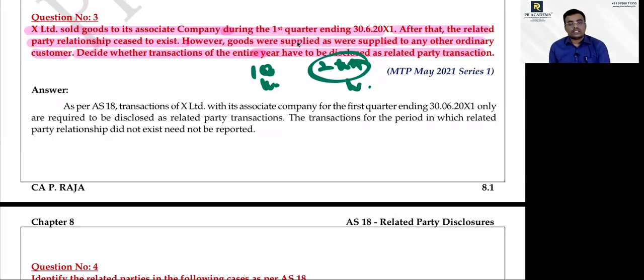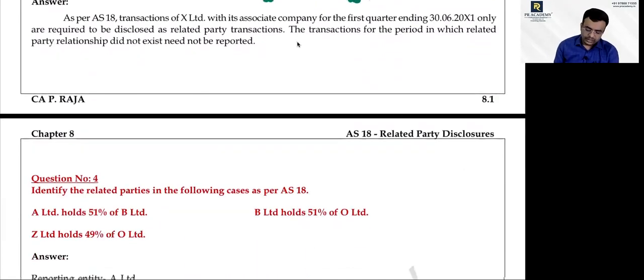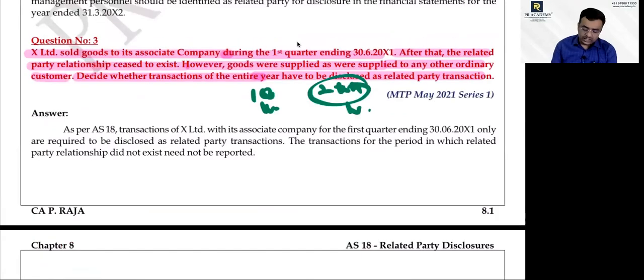In whichever period they were related, only the transactions for that period have to be disclosed. Once it ceases to be related, no need to disclose those transactions. See, he will be treated as a related party. I'm not denying that. But which transaction should be disclosed? When he was a related party, during that period, whatever the transaction was happened, that has to be disclosed. If you listen clearly, you can answer every question.